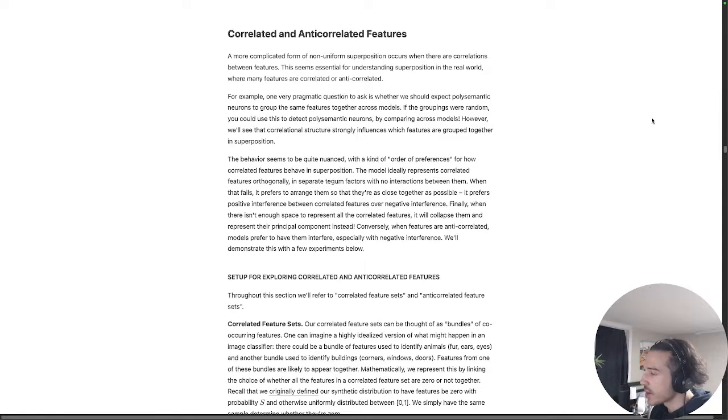The behavior seems to be quite nuanced, with a kind of order of preferences for how correlated features behave in superposition. The model ideally represents correlated features orthogonally, in separate Tegum factors with no interactions between them. When that fails, it prefers to arrange them so that they're as close together as possible. It prefers positive interference between correlated features over negative interference. Finally, when there isn't enough space to represent all the correlated features, it will collapse them and represent their principal component instead. Conversely, when features are anti-correlated, models prefer to have them interfere, especially with negative interference. We'll demonstrate this with a few experiments below.